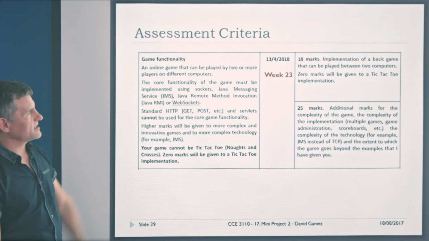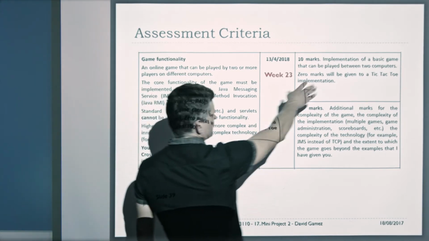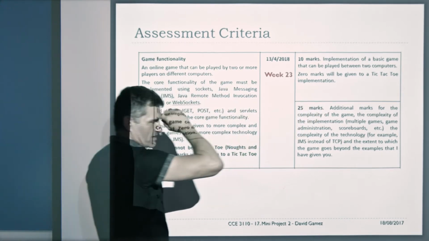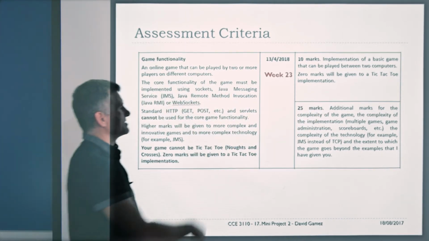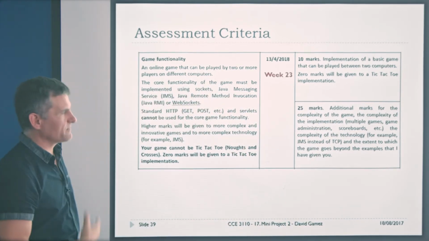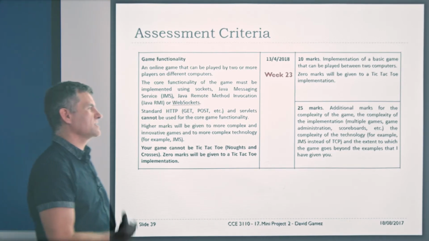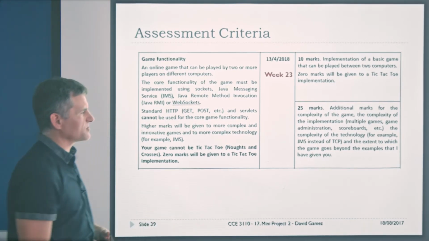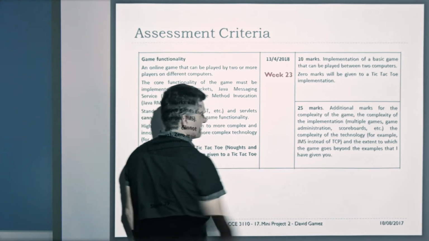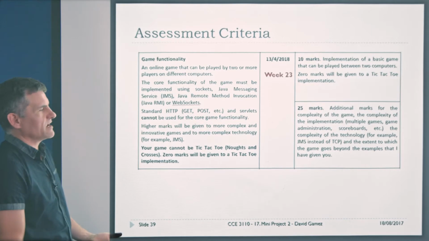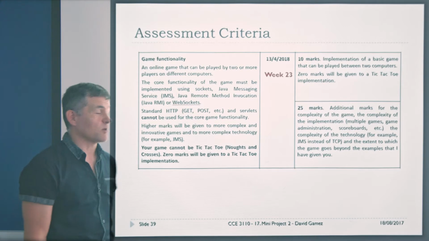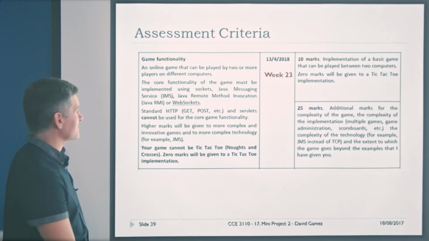Then we've got the game functionality. So we've got 10 marks for a basic game that can be played between 2 computers. No marks for a tic-tac-toe implementation. It's got to be a different game from tic-tac-toe. And then I've got this slightly loose category of 25 marks for the complexity of the game, the complexity of the implementation, like multiple games, game administration, scoreboards, etc. The complexity of the technology, so if you use JMS instead of TCP/IP, and the extent to which the game goes beyond the examples I've given you. I'm giving you some pretty detailed examples of tic-tac-toe. That's another reason why I'm not letting you do tic-tac-toe.